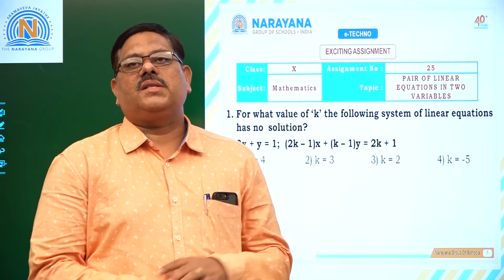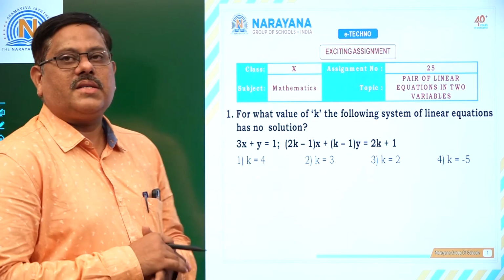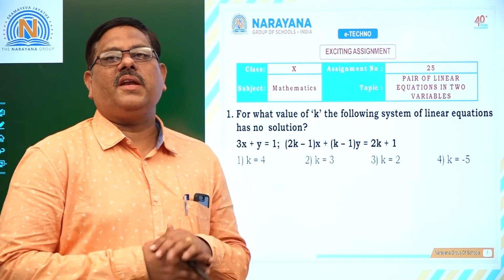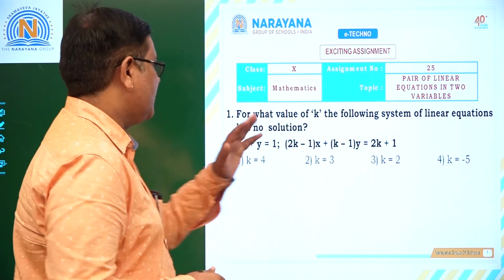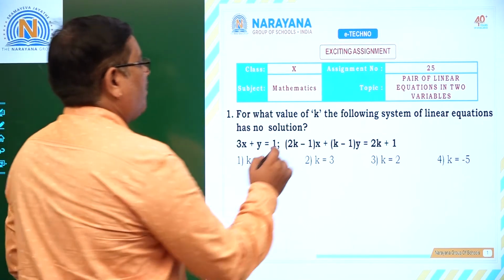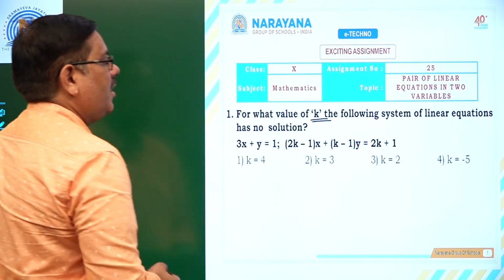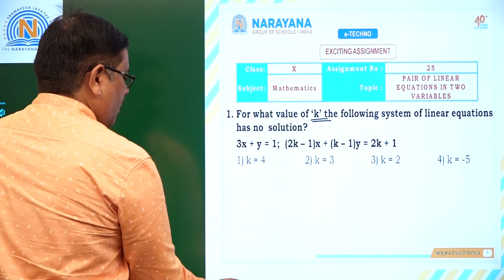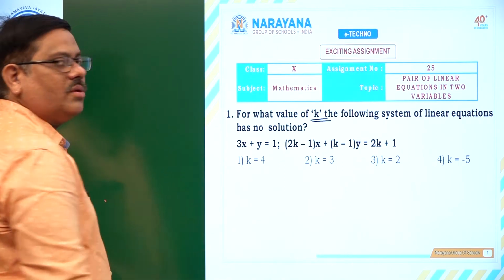Today for class 10 students, we are going to discuss assignment number 25 on pair of linear equations in two variables. Let us see the first question. For what value of k does the following system of linear equations have no solution? It should not have any solution.